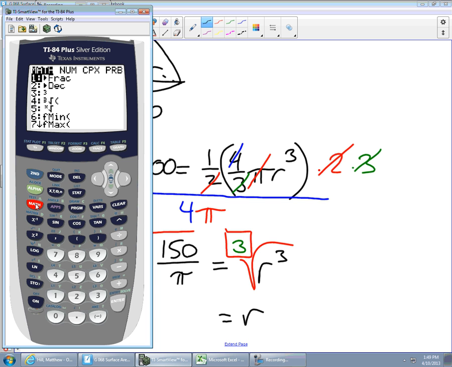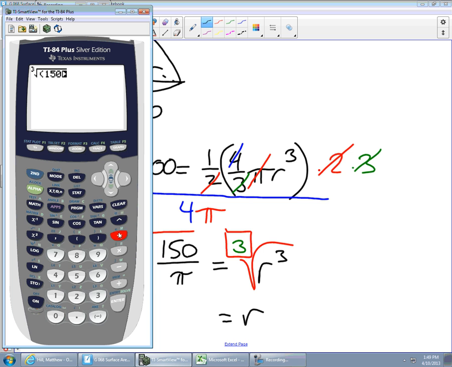Now, I mentioned a moment ago that there are bigger roots. There's 4th roots and 5th roots and so on. You would use option number 5, and where it has that little x as the index, you would simply tell the calculator what your index is. But in this case, we're using a cube root. So hit that, and it's going to give you a cube root. Cube root of what?